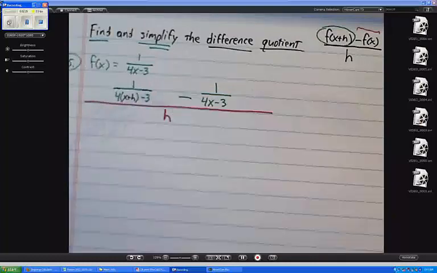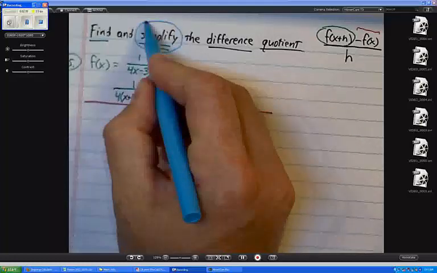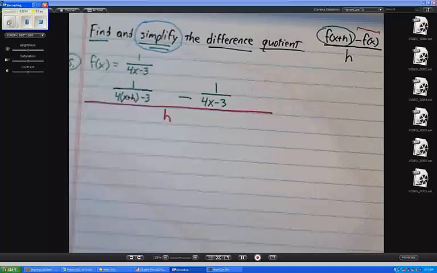Now, we found it. That's it. That's the difference quotient. The only thing left to do is to do what? I have to show you how to simplify. Now, what does that even mean, simplify? It's kind of annoying because you don't really know what it means.